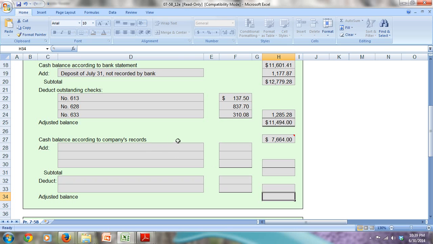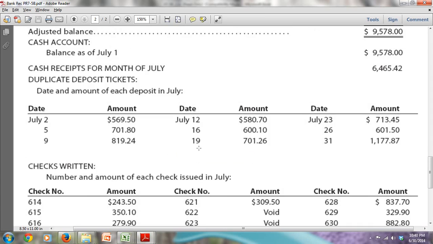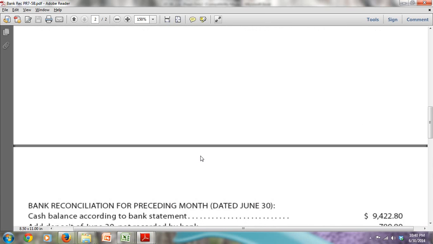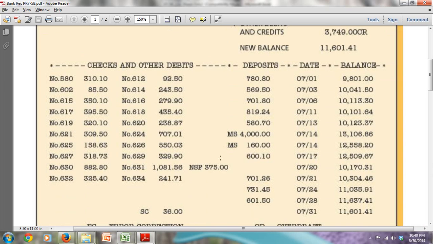So now let's go and take a look at the company records section. We are done with the bank records. Pat yourself on the back. Let's go take a look here. Some things that are going to be on the bank statement that we will not have accounted for yet. So one is this miscellaneous item. What is that? What does that have to do with?